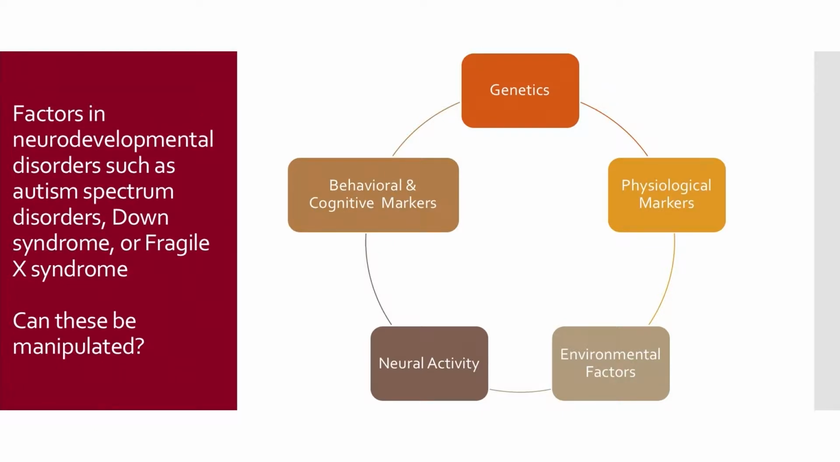And then we get to genetics. How do we study genetics? Because for some of these factors, such as the environmental factors or behavioral cognitive markers, we may be able to manipulate some things. But how do we look at genetics? And what role does genetics actually play in the development for these individuals? Obviously there are some limitations to doing studies with humans. We can't do things with humans in terms of creating disorders. So how do we work around that?